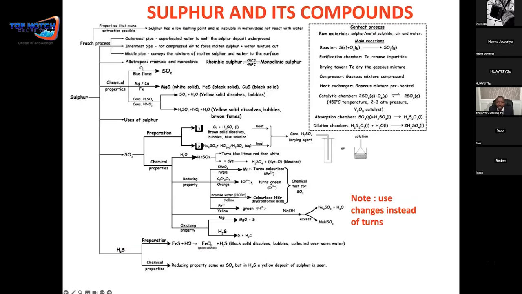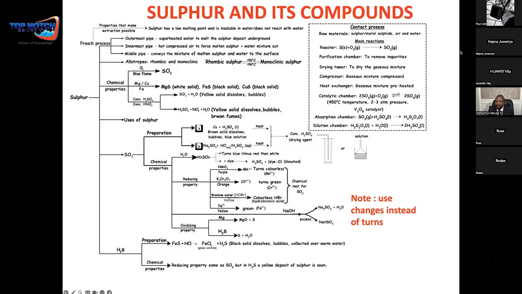So when we bubble hydrogen sulfide through potassium manganate 7, the potassium manganate 7 will change from purple to colorless. But in addition to that, there will be formation of a deposit of sulfur, which is a yellow solid. So when you bubble hydrogen sulfide through acidified potassium manganate 7, there are two main observations. Yellow solid is deposited and the purple potassium manganate 7 changes to colorless.